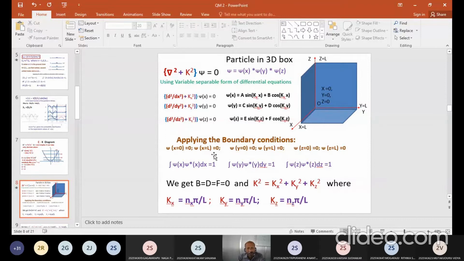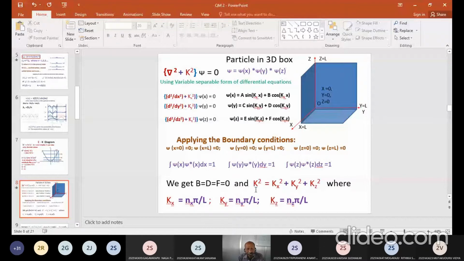Again, the boundary conditions. What are the boundary conditions? The particle cannot exist at x is equal to 0 or x is equal to L. The particle cannot exist at y is equal to 0 or y is equal to L, and so on. In the same way, it exists between 0 to L of x, and it exists 0 to L of y, and it exists between 0 to L of z. So it exists in these limits, and it cannot exist at the boundaries.